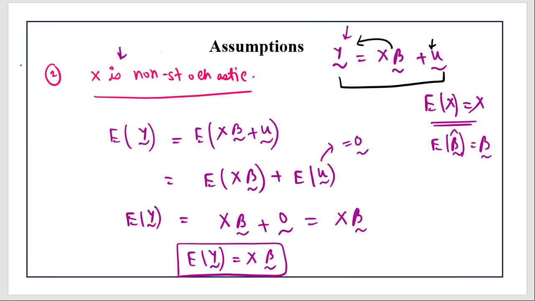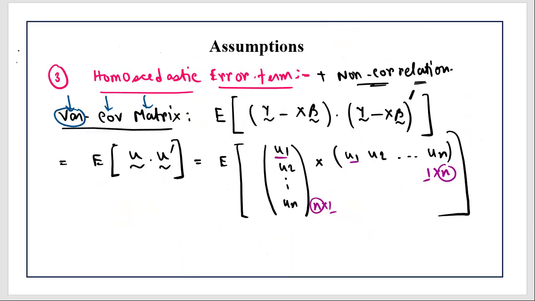Now the second assumption is that X has to be non-stochastic. That leads you to the linearity assumption as well: the expected value of the y vector will be simply equal to X beta, because the expected value of the error vector is the zero vector. That is why we can ignore it.